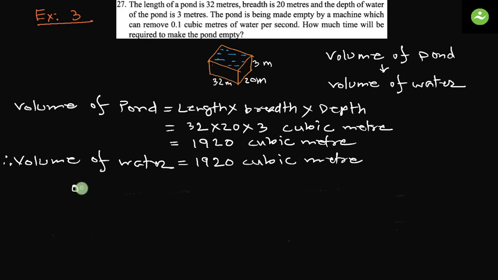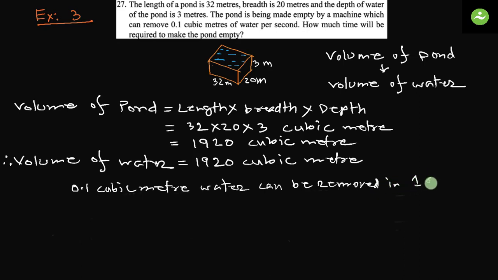So 0.1 cubic meter water can be removed in 1 second. Therefore, 1 cubic meter water can be removed in 1 divided by 0.1 second.